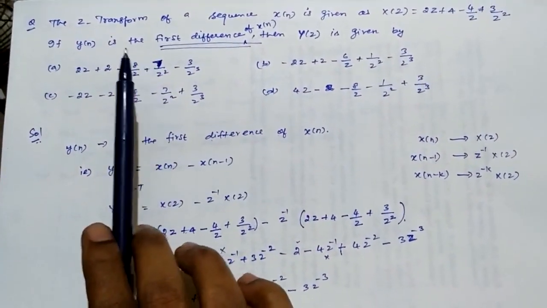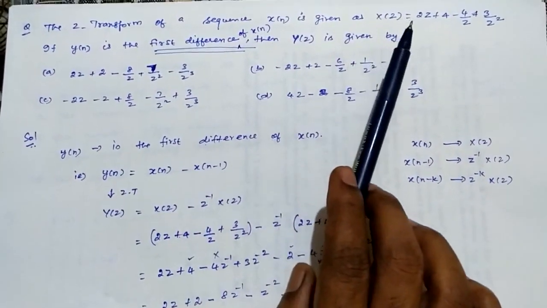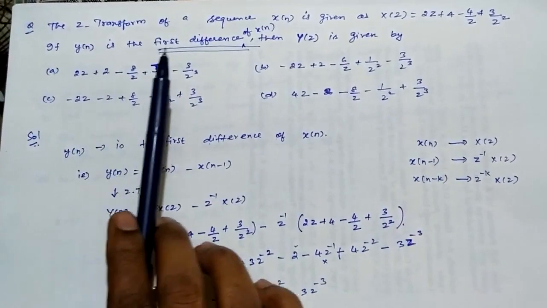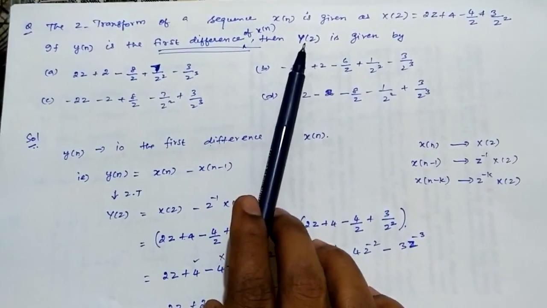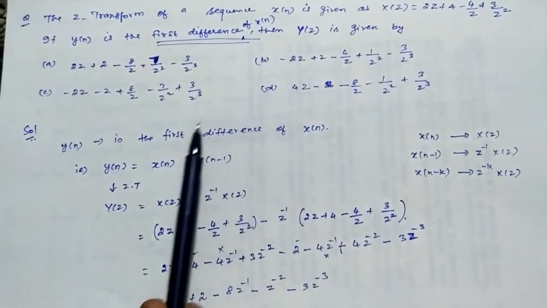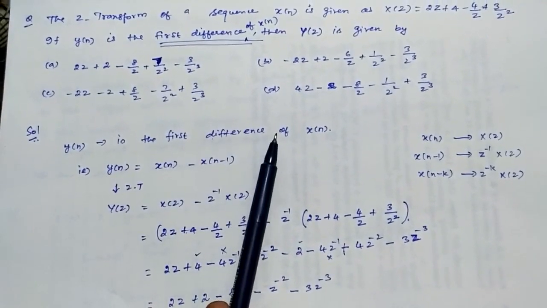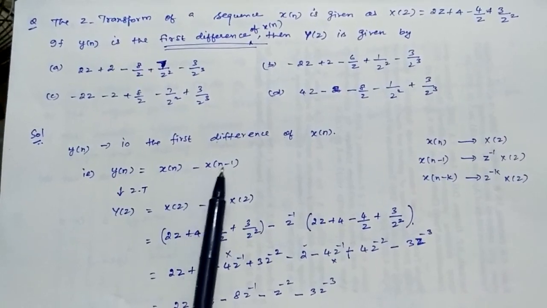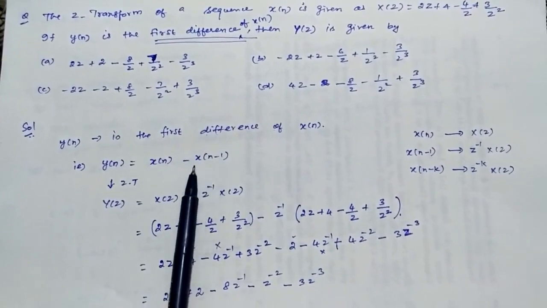Next question: the Z transform of a sequence x of n is given like this, so x of z is given like this. If y of n is denoted as the first difference of x of n, what will be y of z? Here y of n is the first difference of x of n, meaning that y of n is equal to x of n minus x of n minus 1. So it is a first difference.